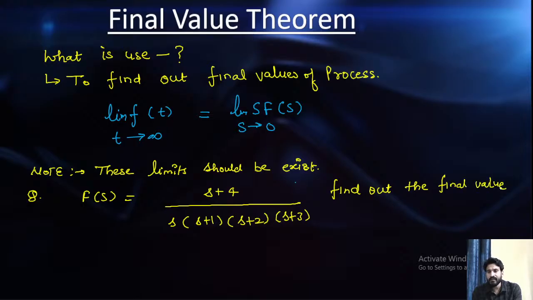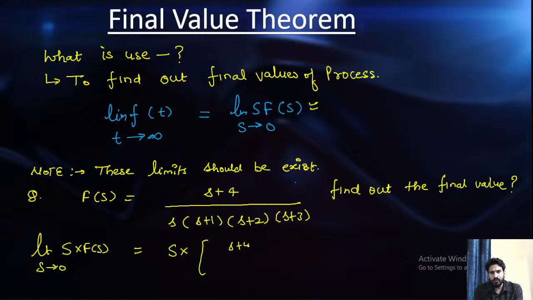Find out the final value of this function. Because it is the f of s, just put this value. Just utilize this thing. Means first we have to multiply with the s to the f of s and keep limit s tends to 0. So first I multiply with the s to this whole function, that is my s plus 4 divided by s into s plus 1, s plus 2, s plus 3.